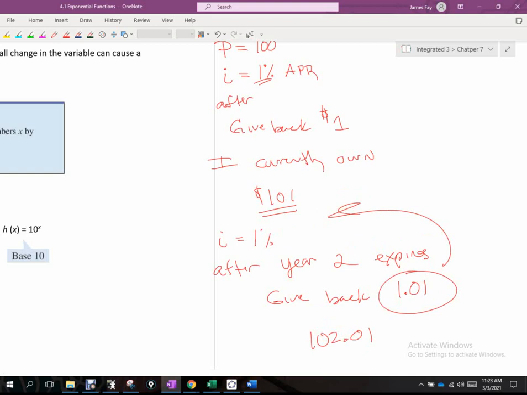And then year 3, the $102.01 is going to make me 1% of that, and then that gets added to the $102.01 for the fourth year. And it keeps doing it that way. Does that make sense? So if I leave that in over time, basically what we're saying is the money earned, the money that they gave you back for letting them use your money, is gaining you more money. Does that make sense? Okay.